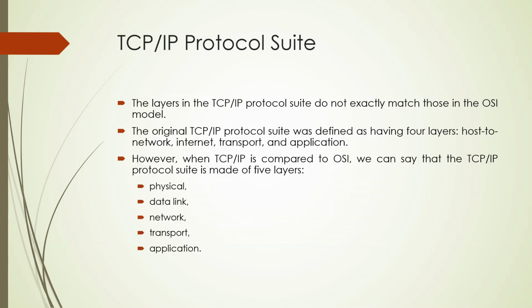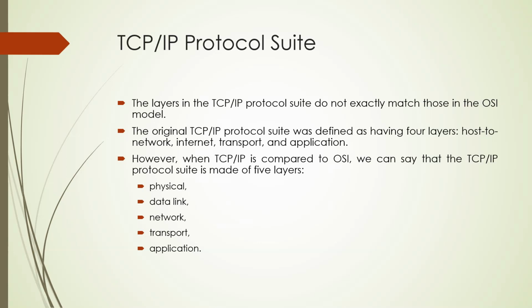Now the second model that we will study today is known as the TCP/IP network model. Okay. Now the layers in the TCP/IP protocol suite do not match exactly with the layers of the OSI model. We will see what the layers are. The original TCP/IP protocol suite was defined as having 4 layers, right? So a question can come up: how many layers are there in the TCP/IP protocol suite? It can be 4, it can be 5. But what is the confusion? I will discuss it in the next slide.